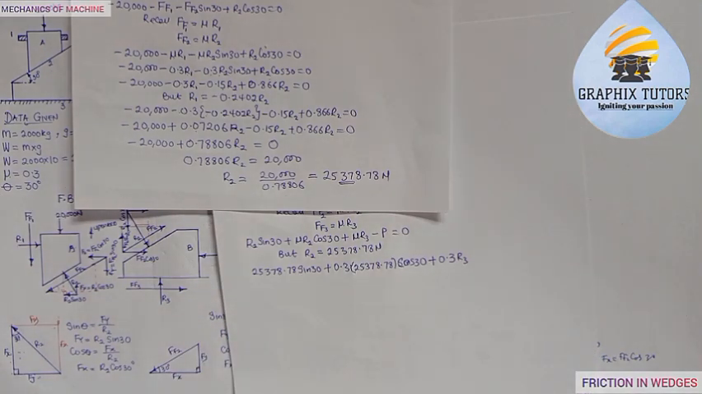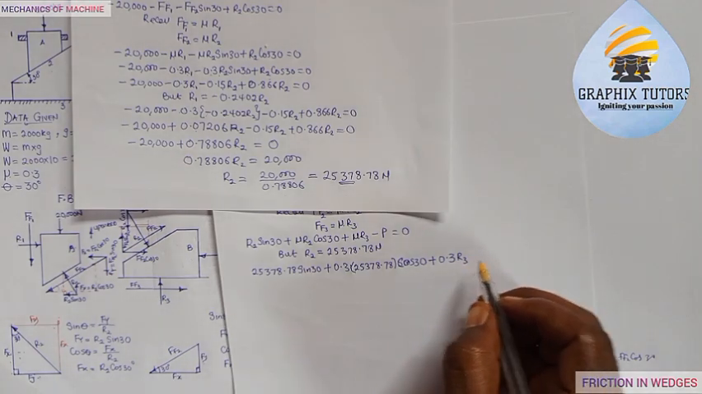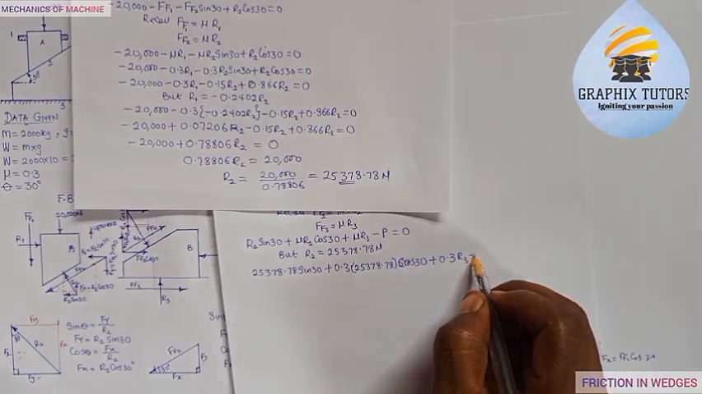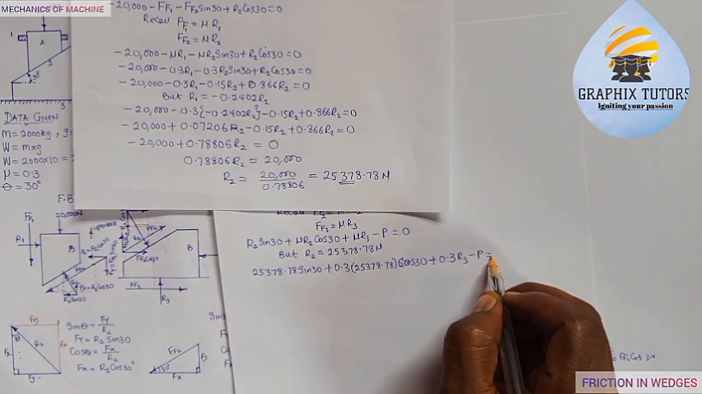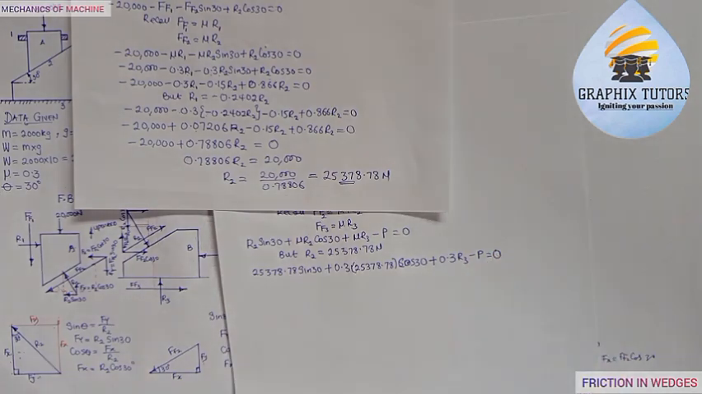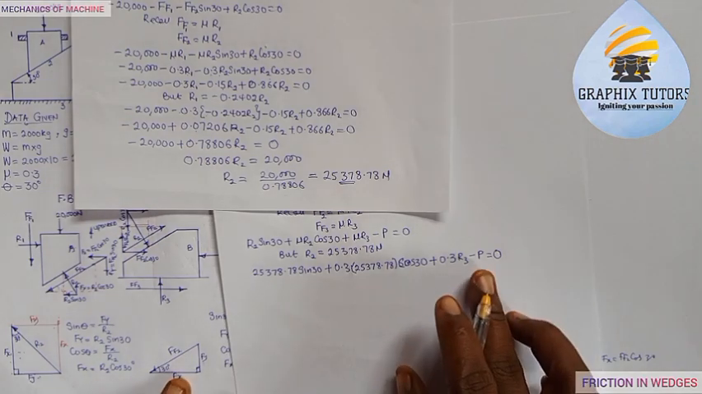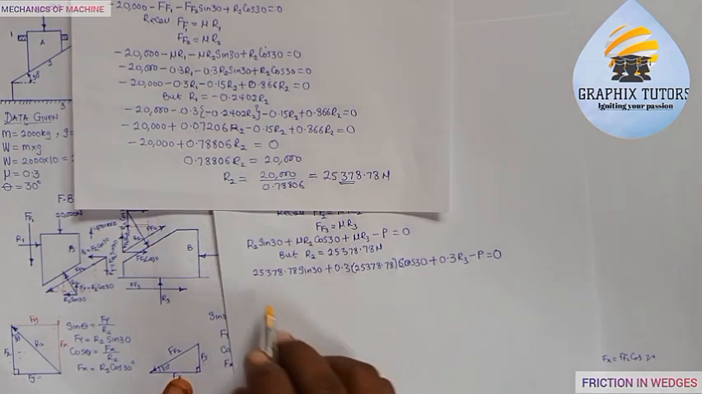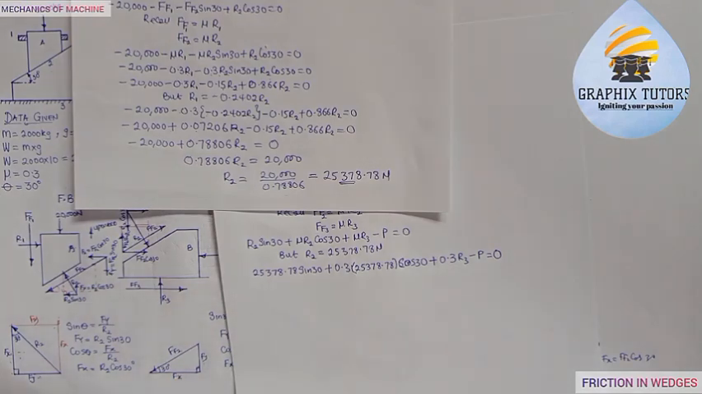Now from here, we'll calculate for the R3. So we have R3 here, so equals minus P is equals to what? Is equals to 0. Is that okay now? So from here, we'll move forward. Now from this point here, we'll start multiplying.